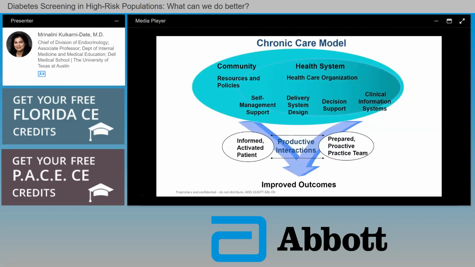And also we have to engage the community. So you'll see that here self-management support is in the health system, but also in the community. We have to have more resources for our patients to engage in self-management support in the community without having to come into the clinic. So that encompasses both areas. If we have this integrated system, our goal would be to have an informed, activated patient, a proactive and prepared practice team, and that we deliver healthcare in a better way and enable improved outcomes.